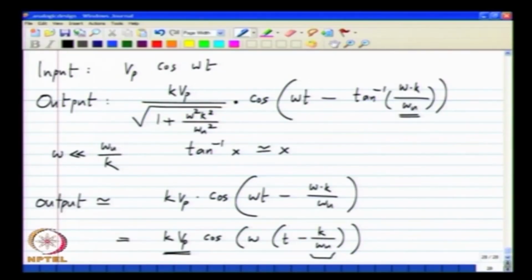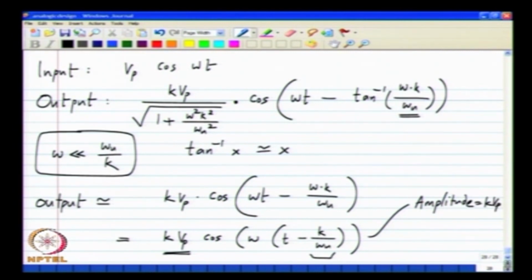So, from this we see that for low frequencies, where low frequencies are defined by frequencies much smaller than omega u by k, the magnitude is almost exact, the amplitude of the sinusoid is kVp, that is you still get a gain of k and there is a delay of k by omega u, okay. So, it appears that the amplifier is behaving more or less ideally, right.